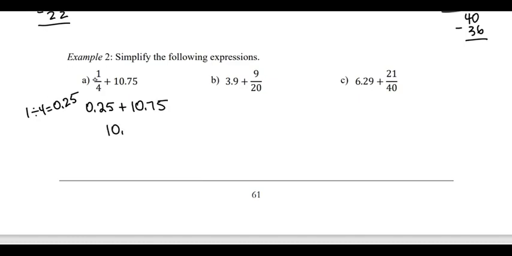All right, so let's go ahead and line them up. 10.75 plus 0.25. So this is a 10. This is a 10. 1, 1, 11. So 1/4 plus 10.75 gives you 11.